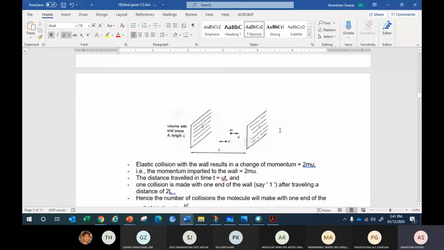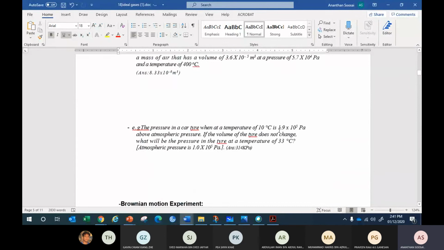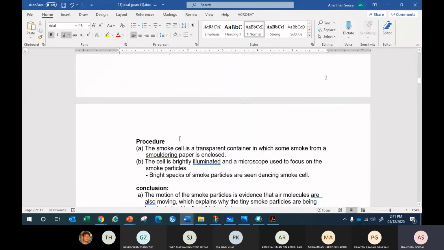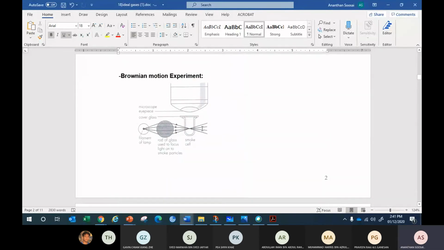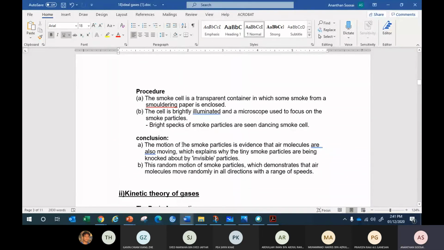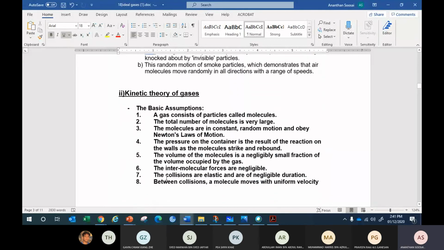So we start from what we learned today. We learned about Brownian motion. Observation is the dust particle moves in a jerky manner. And what is the conclusion? The smoke particles collide with the air particles because air particles move randomly. And we talk about the assumptions. Assumptions, must remember at least three. Remember the neglected ones.